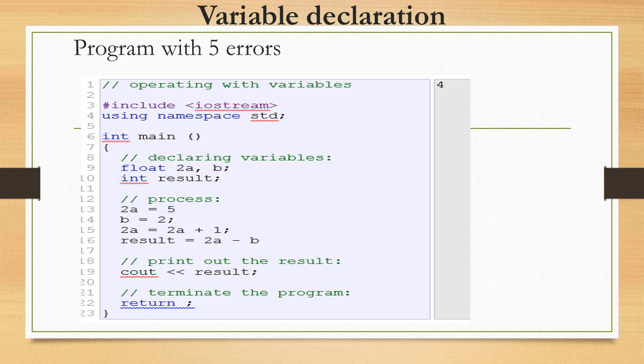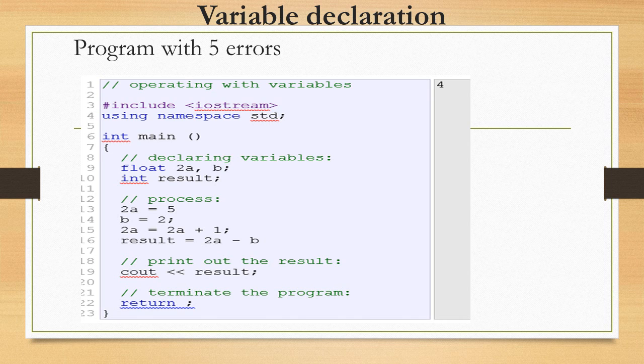Result equal to 2a minus b is wrong. You'll be having a compile error. Then print out the result, cout result. Yeah, that one may be right, but the computation above it is wrong. And then finally, when terminating the program, you see return. Return what? The 0 there is missing.